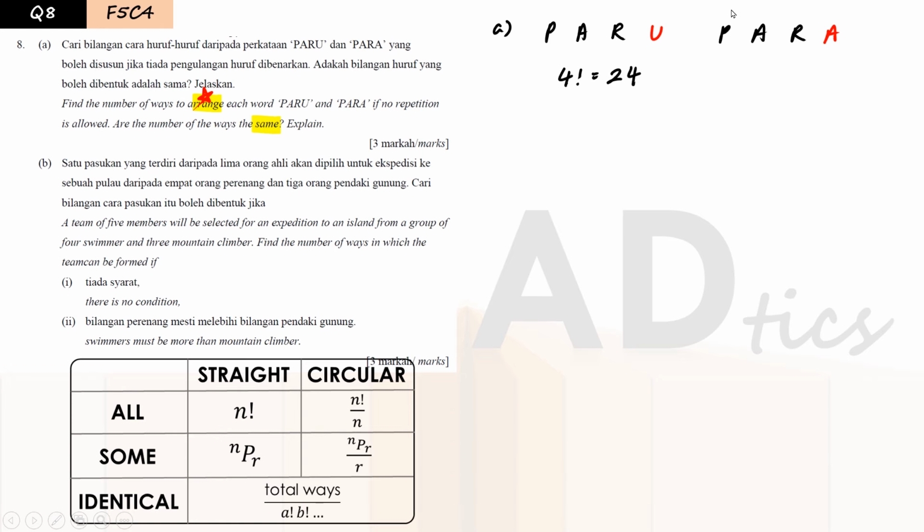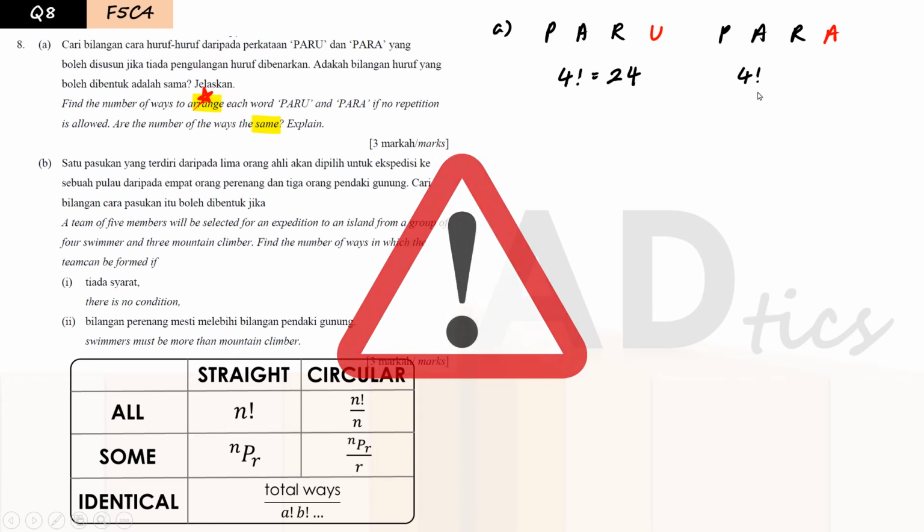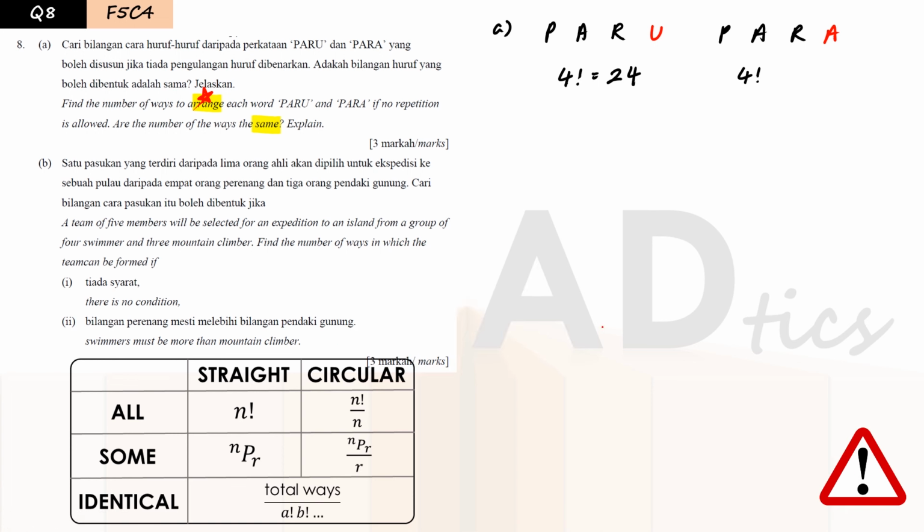How about para, P-A-R-A? Here it also has the same number of letters, so here would also be 4 factorial. But this one is a bit special because if you look closely at the letters here, we have identical letters.